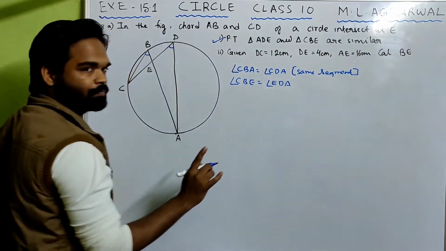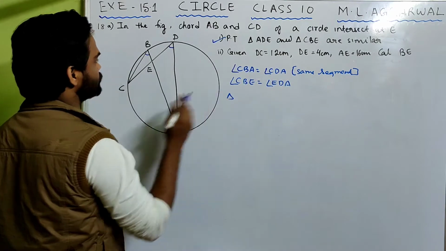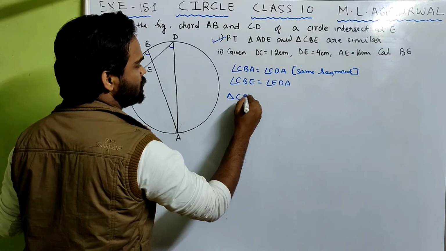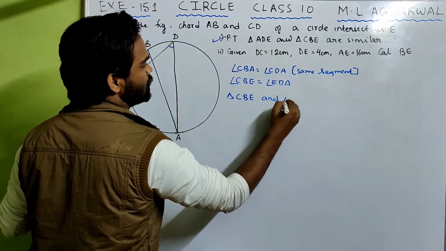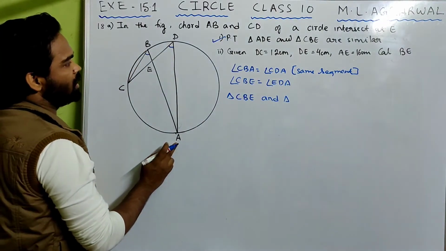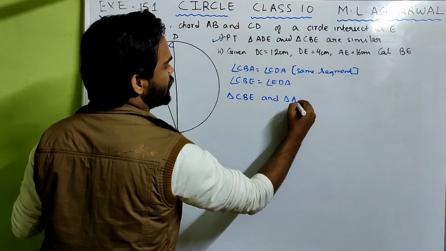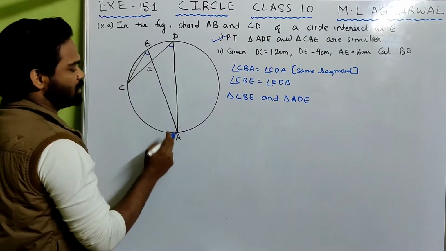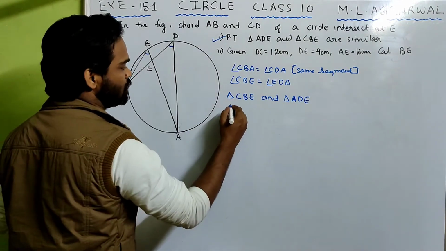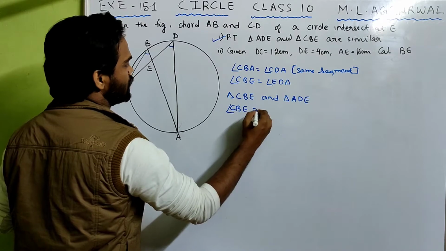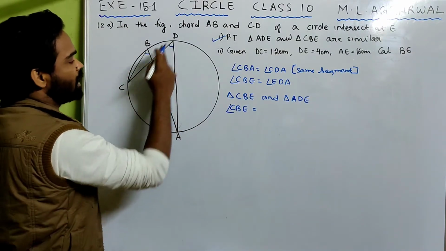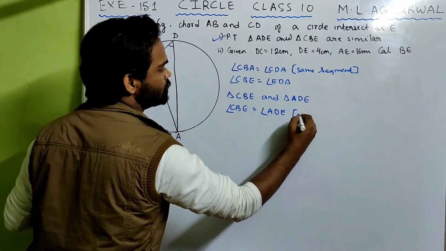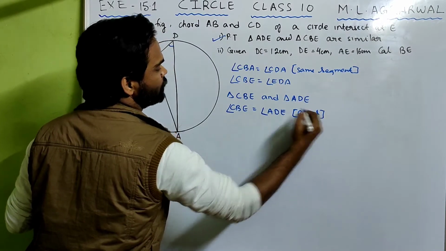Means the same thing. Now look at triangle CBE and triangle ADE. If you look at these two triangles, angle CBE is equal to ADE. ADE, already done, proved, isn't it?